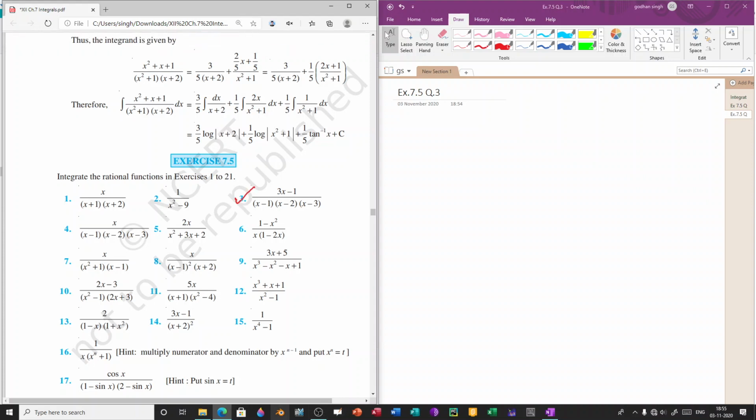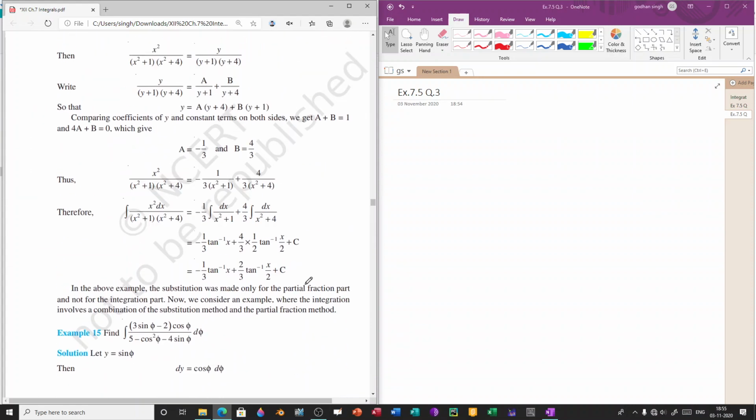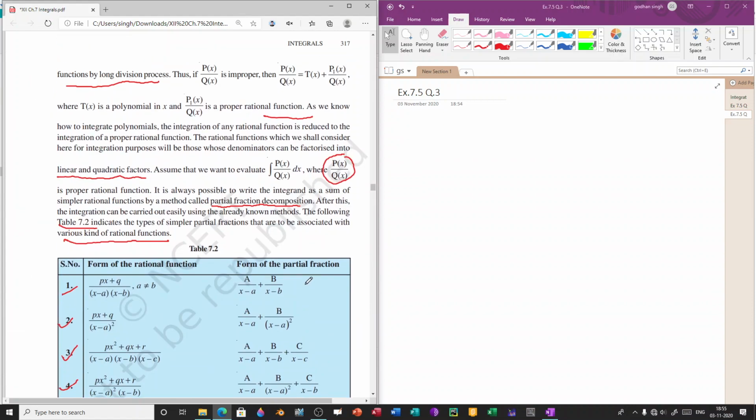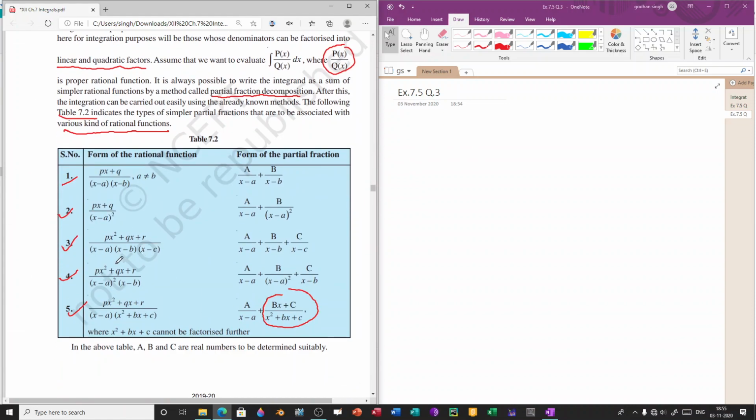So what is question number 3? We have to integrate 3x minus 1 over x minus 1 into x minus 2 into x minus 3. So let us go back to table 7.2 and see in which way the partial fraction can be done. Table 7.2 is here now, and we can see px square plus qx plus r over x minus a into x minus b into x minus c equal to, so this is the form, because the coefficient of x square can be 0, even the coefficient of x can also be 0, so there is no problem in that.